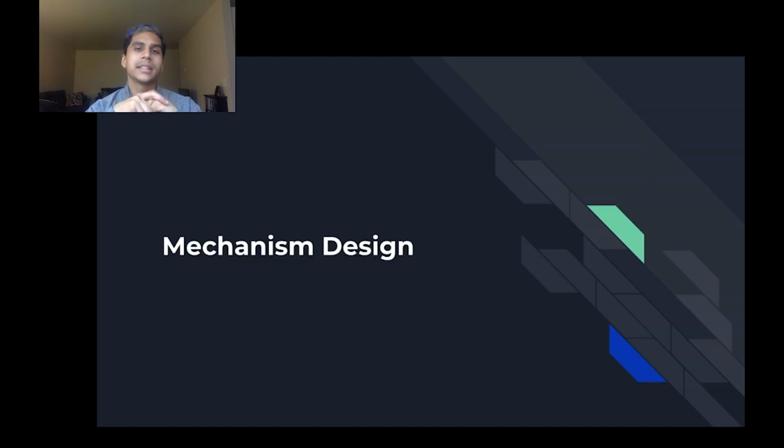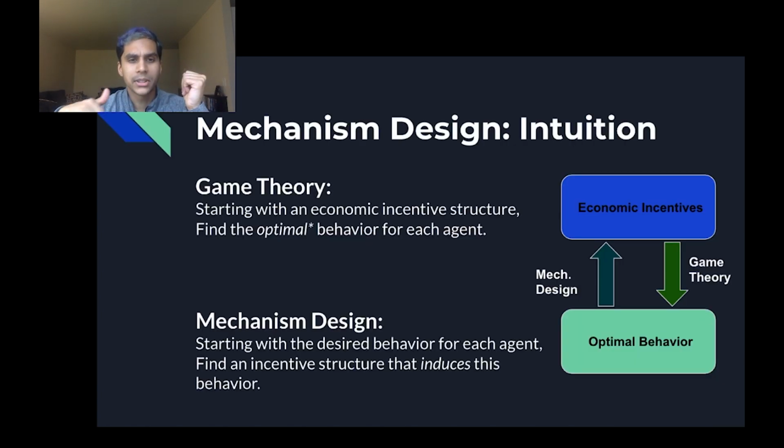Next, I want to talk about this idea of mechanism design. Mechanism design is often called reverse game theory. Why is that? The idea behind game theory is we start with some economic incentive structure, that payoff matrix, and then we try to find the optimal behavior for each agent. So you start with economic structures and find optimal behavior. With mechanism design, you do the reverse.